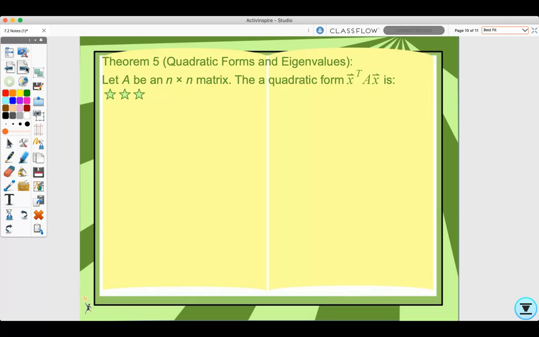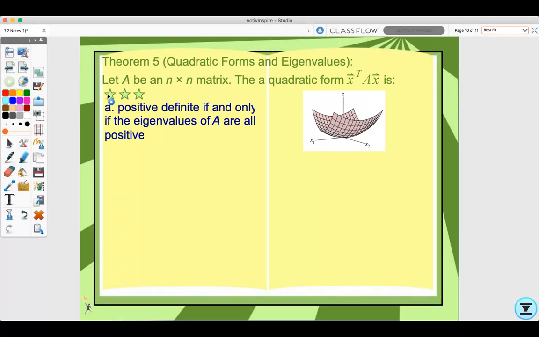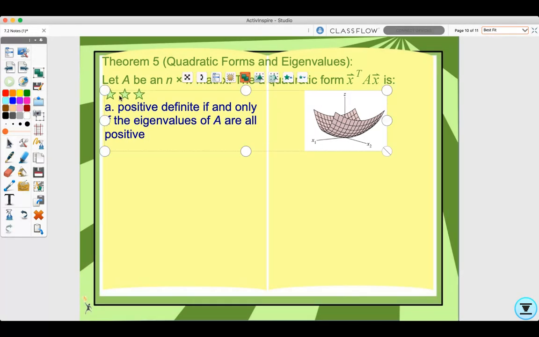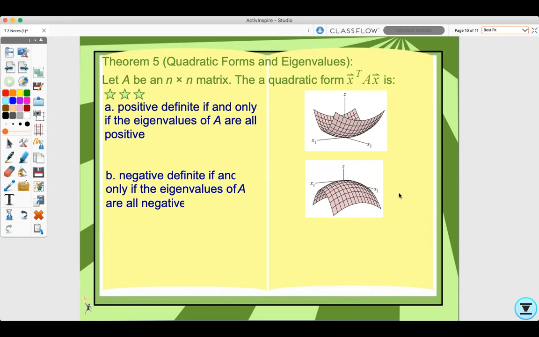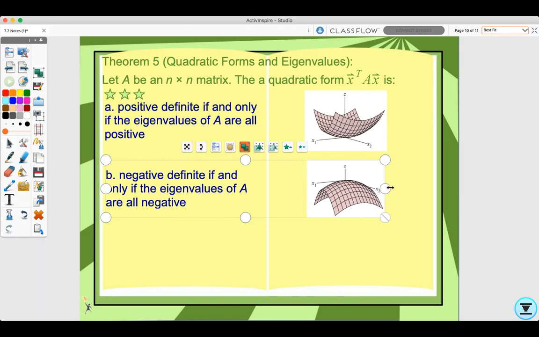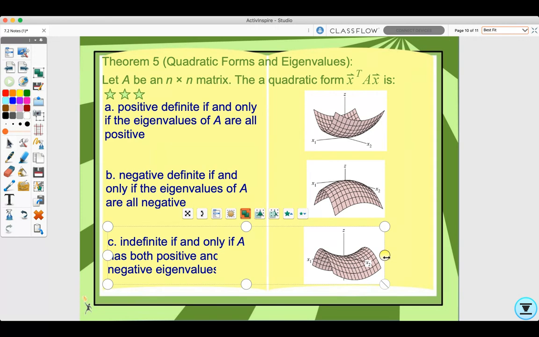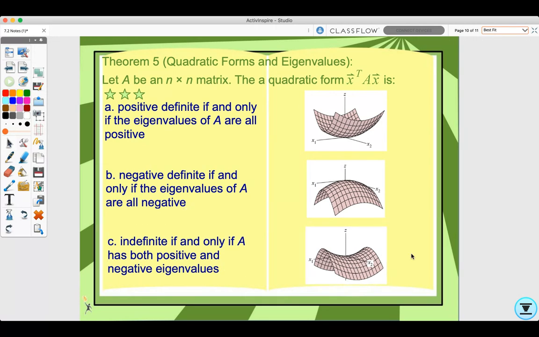Theorem 5, quadratic forms and eigenvalues. Let A be an n by n symmetric matrix. Then a quadratic form x transpose Ax is positive definite if and only if the eigenvalues of A are all positive. Negative definite if and only if the eigenvalues of A are all negative. Indefinite if and only if A has both positive and negative eigenvalues.